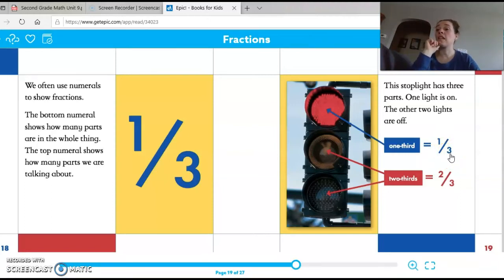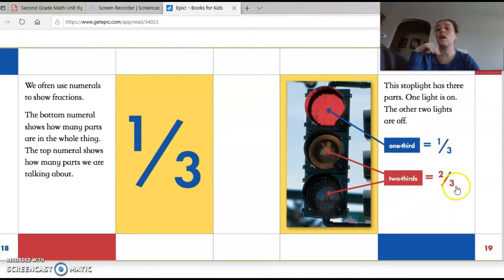Okay, now let's talk about the lights that are off. How many lights are off? 1, 2. 2 lights are off. How many lights are in the whole thing? 1, 2, 3. 2 lights out of 3 lights are off.